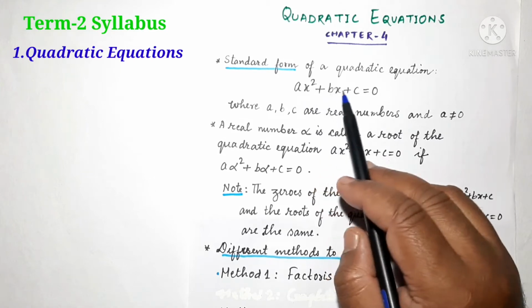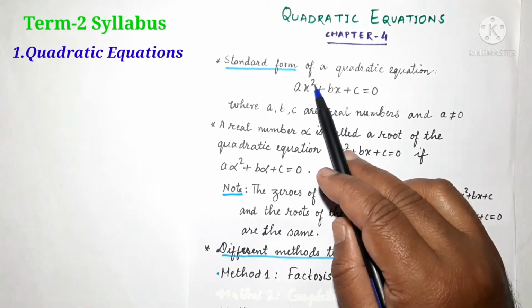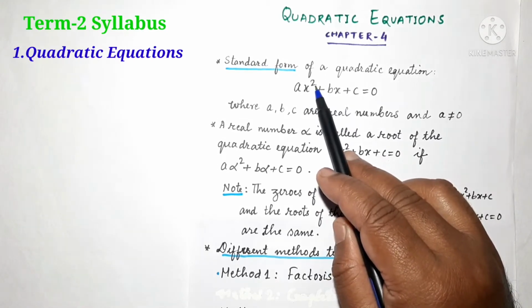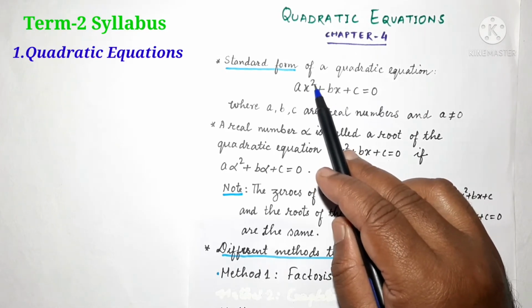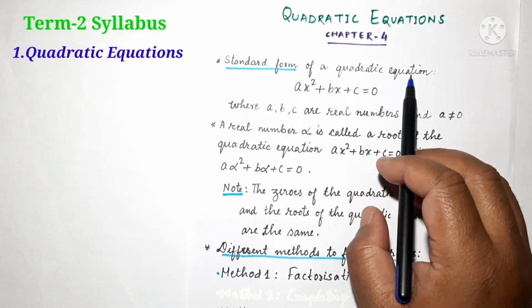Why is this a quadratic equation? Because the highest power is 2. Sorry, the highest power is 2, so the degree is 2. That's why it is a quadratic equation.